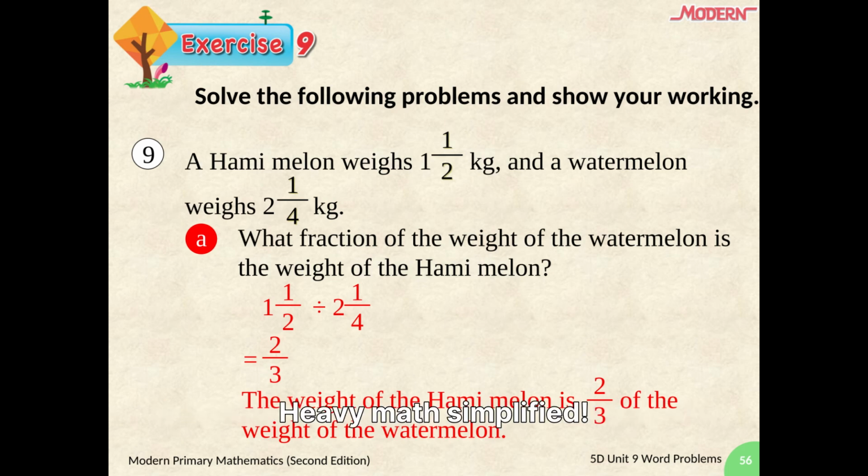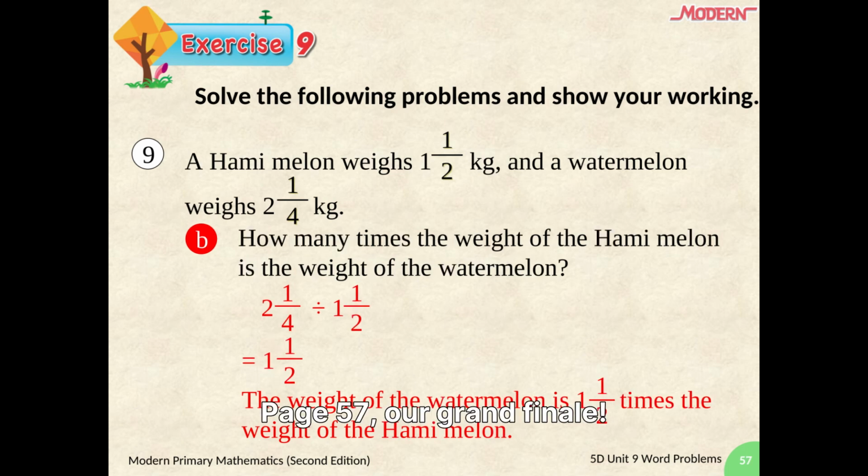Heavy math simplified. To tackle complex fraction ratios, take it slow. Conversion, flip, simplify, multiply. These 4 steps are your roadmap to a perfect score. The hammy melon is lighter, so it's a fraction of the heavier watermelon. 2/3 makes total sense. Now for the very last slide of our booklet. Page 57, our grand finale. Question 9B. How many times the weight of the hammy melon is the weight of the watermelon?